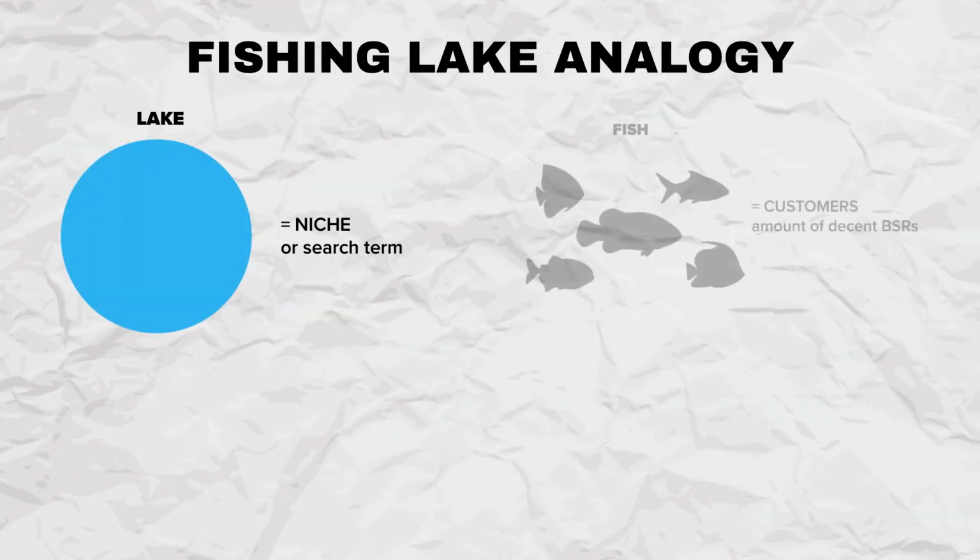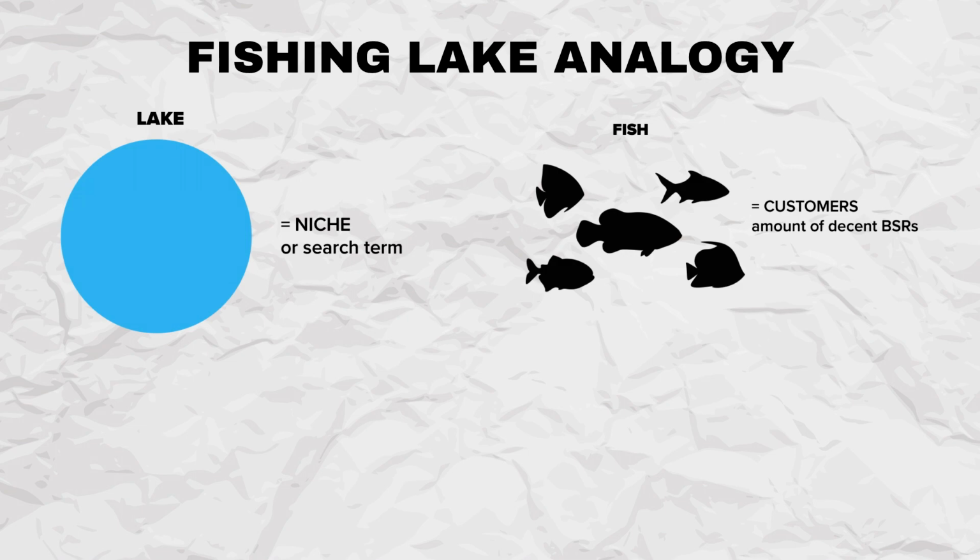But to show you these methods, we first of all need to answer the question of what defines a good niche. And to make this easier for you, I've come up with a framework which I'm going to call the fishing lake analogy. In this analogy, we've got three components. We've got the lake itself, which is essentially the niche or the search term that you've entered into Merch by Amazon. Then we've got the fish. The fish symbolize the customers, or in our case, we often focus on the BSR numbers. So if there's a lot of t-shirts with low BSRs, then that means there's a lot of customers and a lot of potential within this search phrase or within this lake.